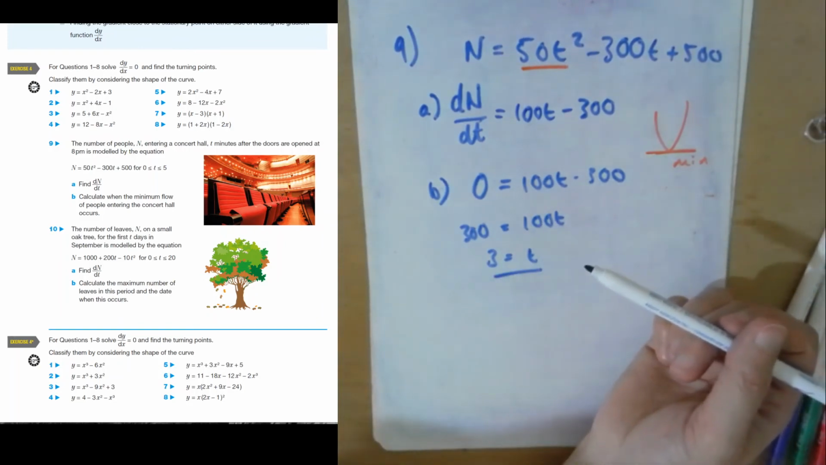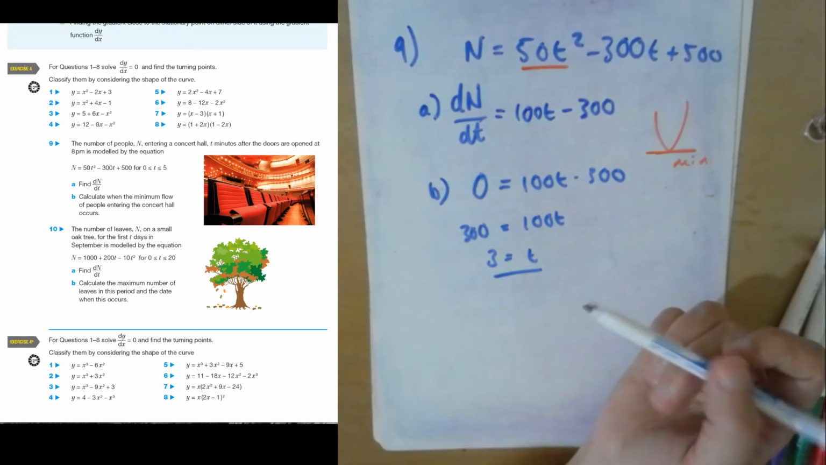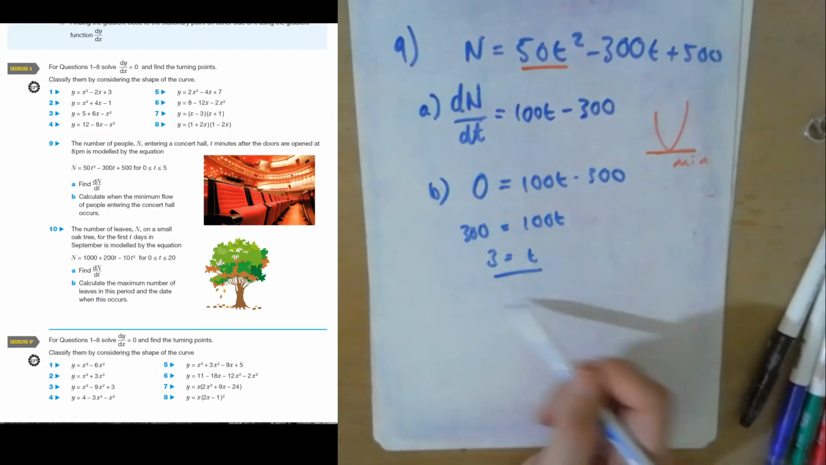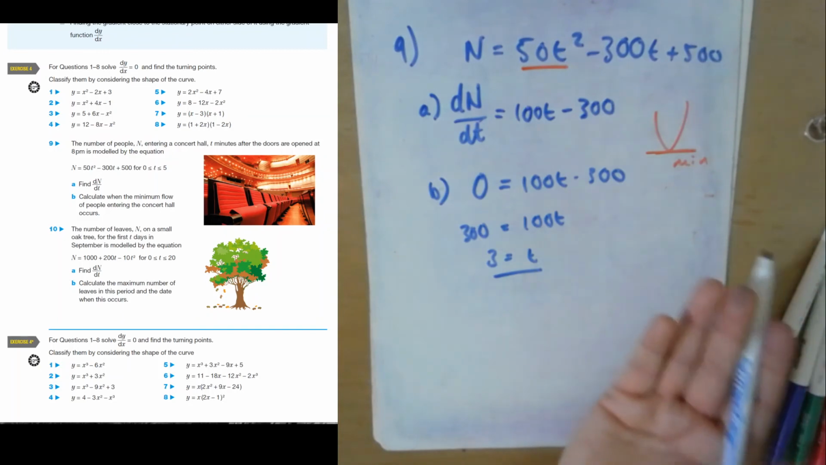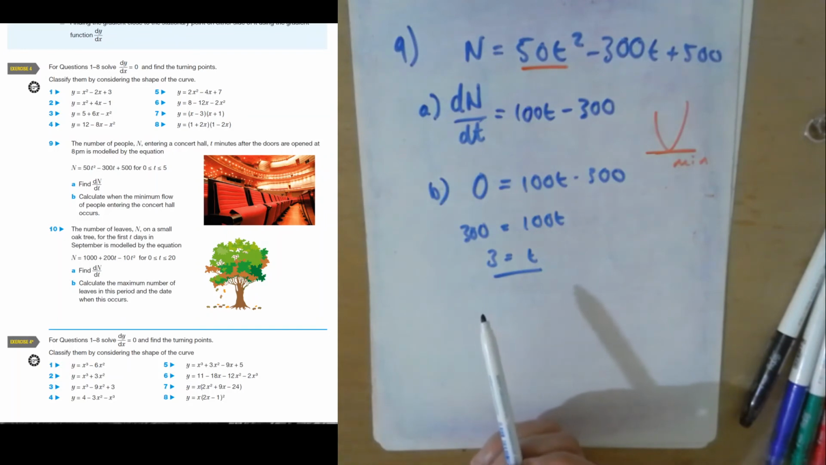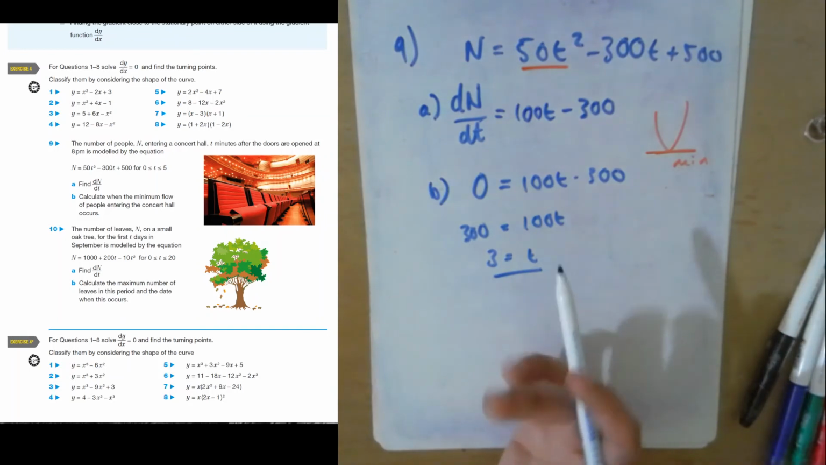So when it says calculate when the minimum flow, that's the key. It does actually say when. So I can't just put t equals 3 because in real life context, that wouldn't make any sense. No one would ask me, when is it t? They would say, what time? So now I need to find out the time.